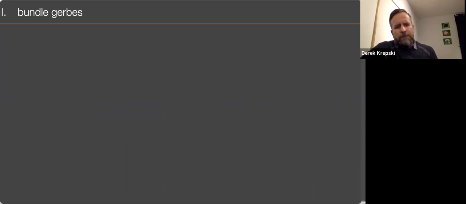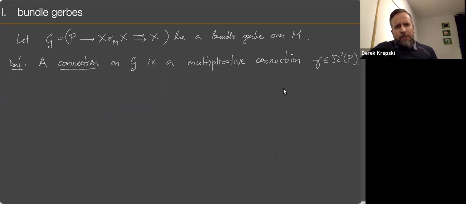Okay, so we also have a notion of connection and curvature for these bundle gerbes. So suppose we have a bundle gerbe. A connection then is going to be a connection form gamma on our S1 bundle P, but it has to be what's called a multiplicative connection. So multiplicative here means that, roughly speaking, it's compatible with the groupoid structure. Or if you like, if you pull back by the groupoid multiplication, it's the same as pulling back by the two projection maps.